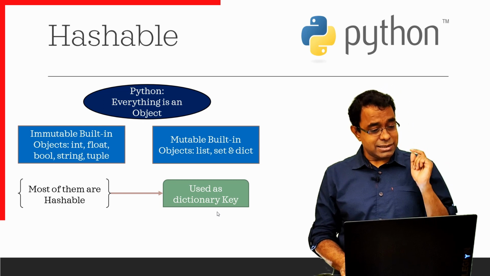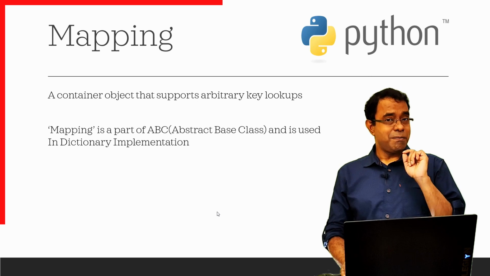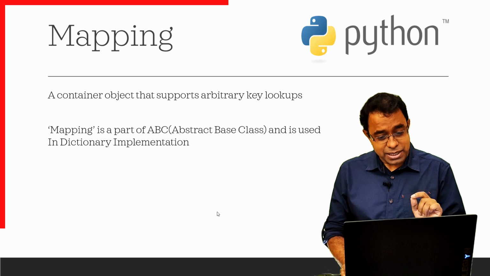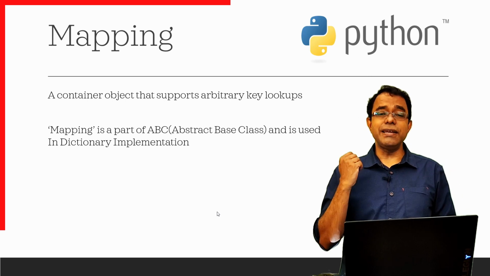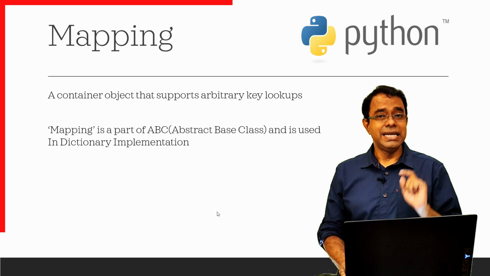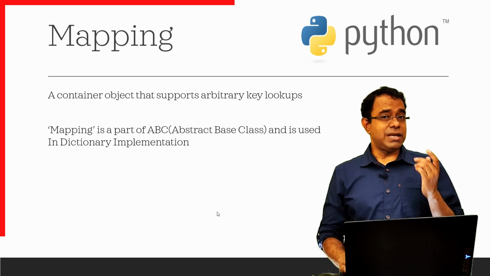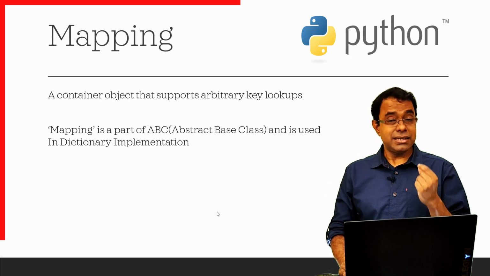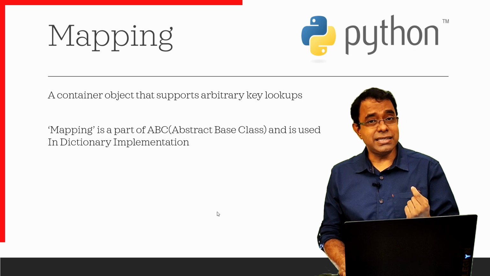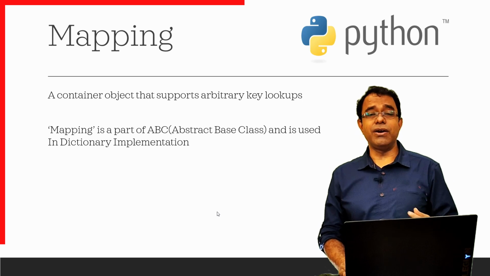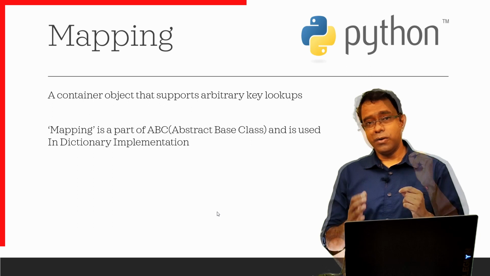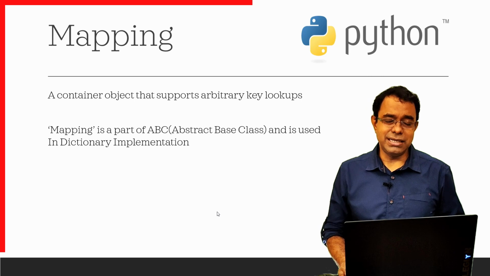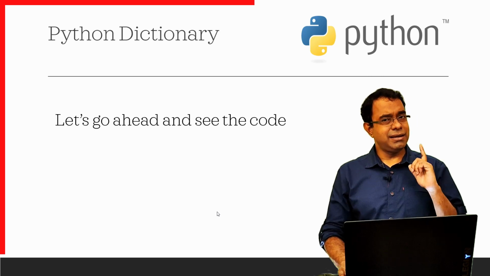Now before we go ahead and see the code, one important thing: mapping. In terms of Python, mapping is a container object that supports arbitrary key lookups. Mapping is an implementation which is used by dictionary to give you this flexibility of key value pairs, and mapping is specifically used for this key lookup, and that is where hashable things come into the picture, because mapping will not work if there are no hashable objects. This is something you must know before starting into Python dictionary. So let's go ahead, time to see the code.